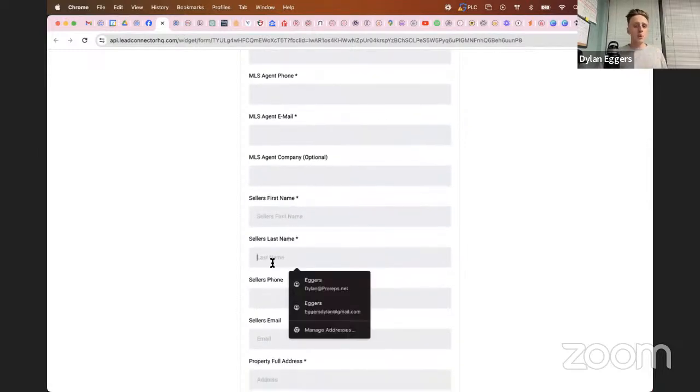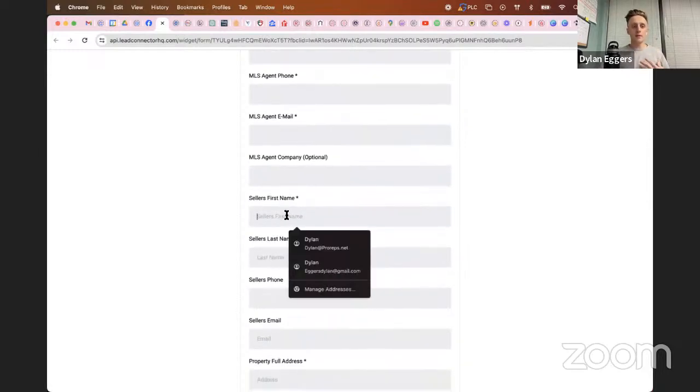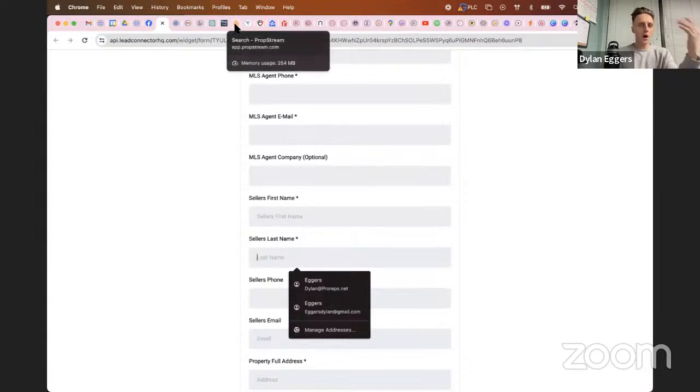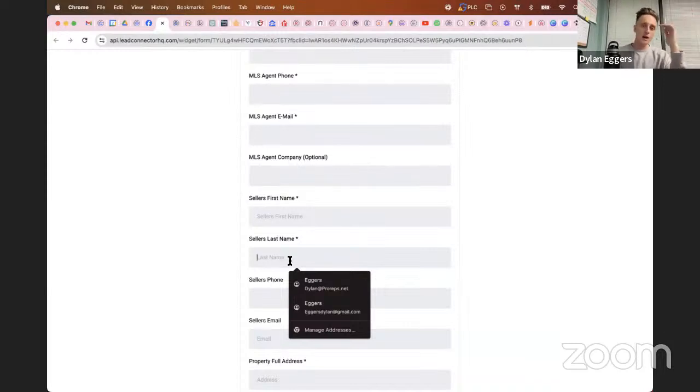seller's first name. Now we do require this because every contact in our CRM is the seller's name. So if you don't have it, you can put John Doe, Jane Doe, something like that, and we'll find it for you. But try to find it. You can use PropStream, True People Search. You can search it up on county records. You should be able to find it.